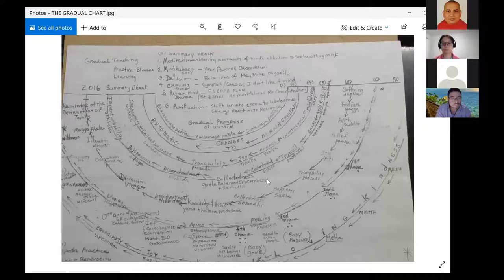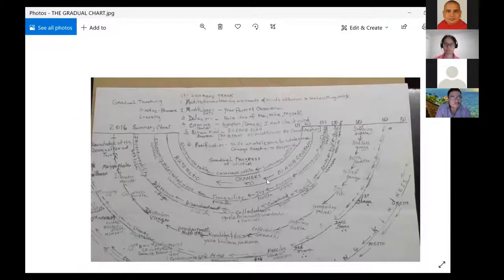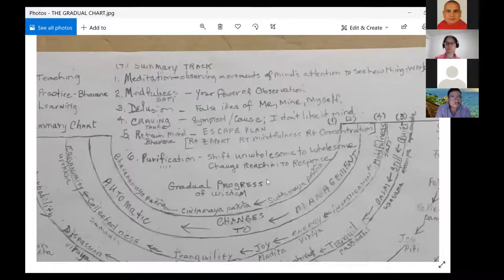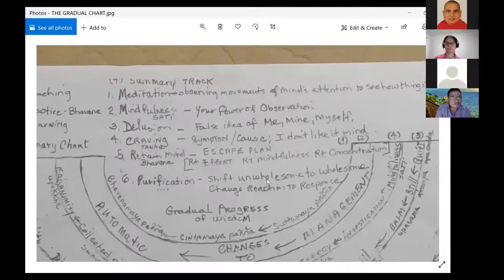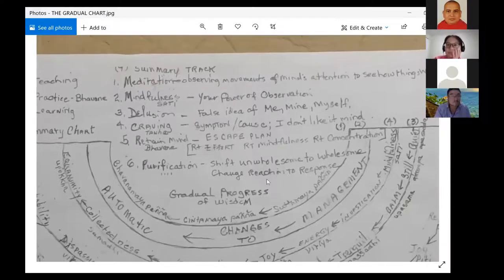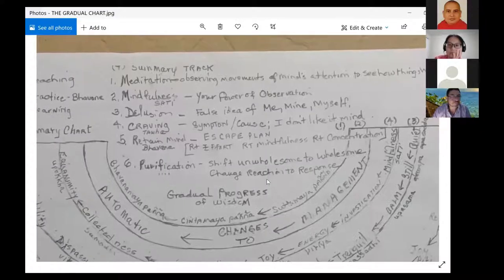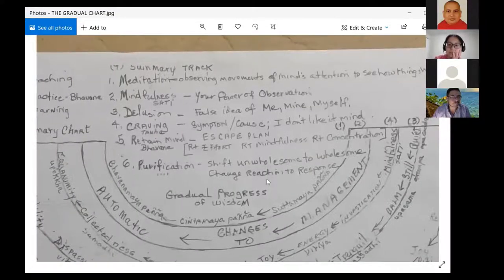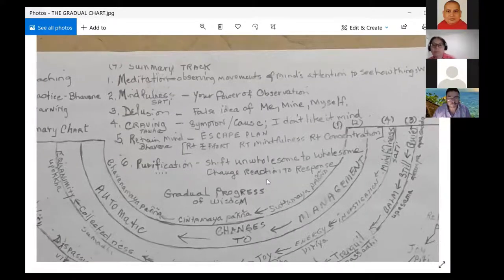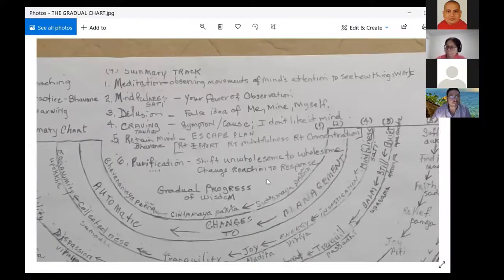Well, first of all, I noticed something about what's at the top of the chart. There are 6 words, and I give a little class on these 6 words, and you call them like a summary track. And this summary track reminds me immediately what my practice is about, so I don't forget, and so that I can carry it with me and use it in life. I can always remember, if I remember these words.